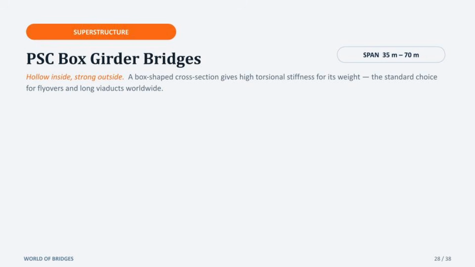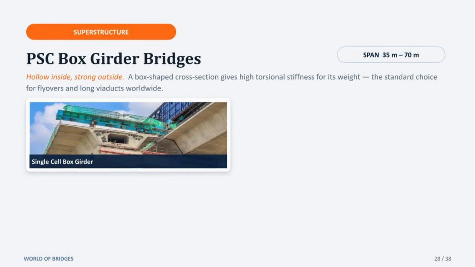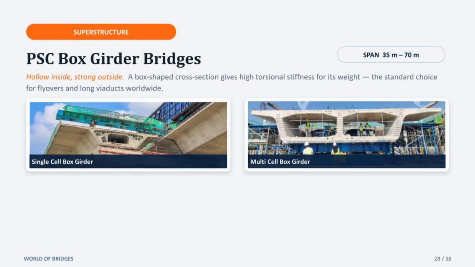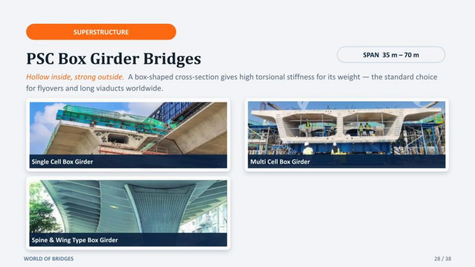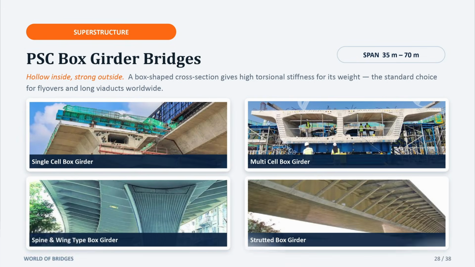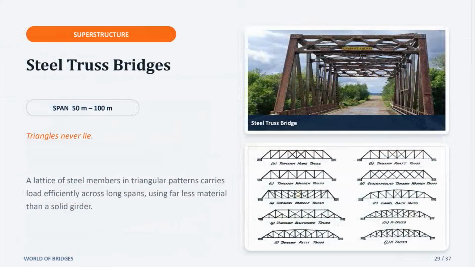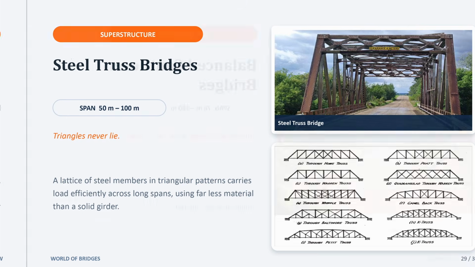You'll see four variations: single cell box girder, multi-cell box girder for wide decks, spine and wing for a slimmer profile, and strutted box, which has struts to support the wide overhangs. Steel truss bridges for spans ranging from 50 to 100 meter. Triangles never lie. A lattice of steel members arranged in triangles carries load far more effectively than a solid girder, using a fraction of the material.